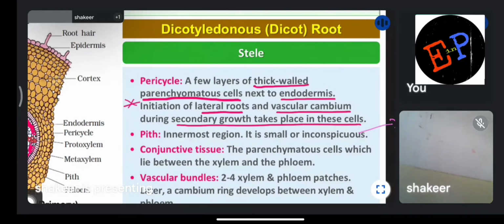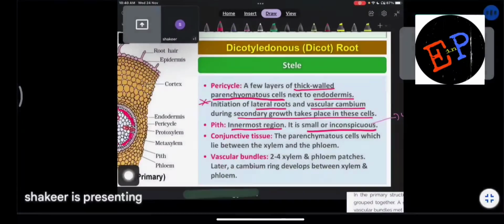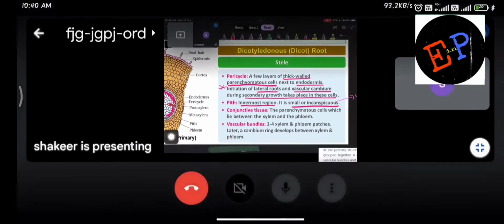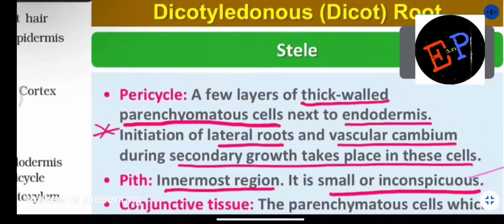Pith. Next, what is meant by pith? It is the innermost region. It is small or inconspicuous. What is meant by inconspicuous, ma? It means it is undifferentiated. Undifferentiated means you don't find a difference between the cells of pith and the surrounding cells. The difference is very small. It is very tough to identify the location of the pith. That is called inconspicuous. Are you able to understand, ma?